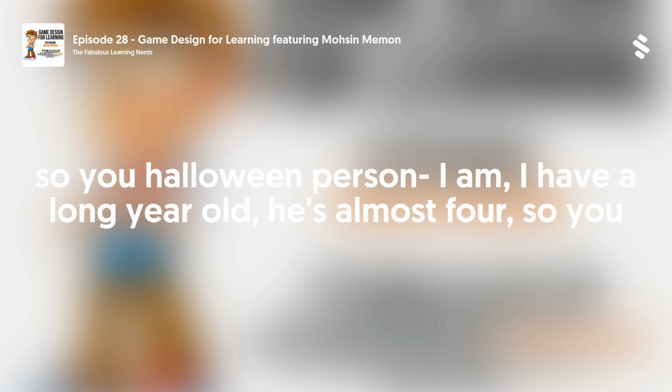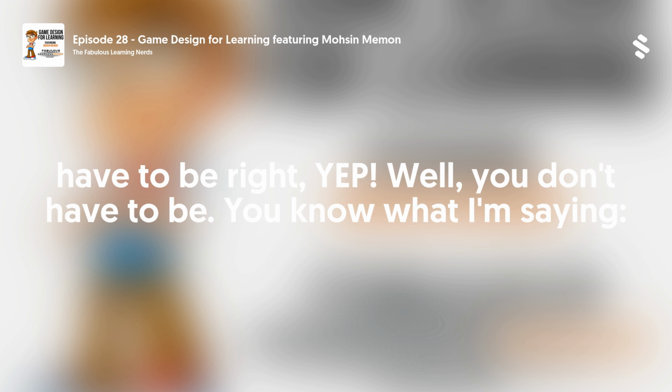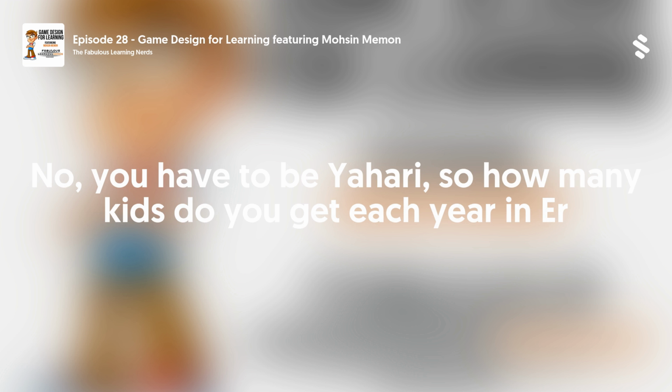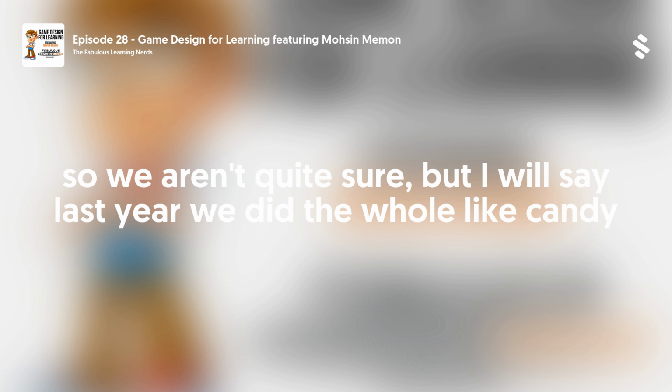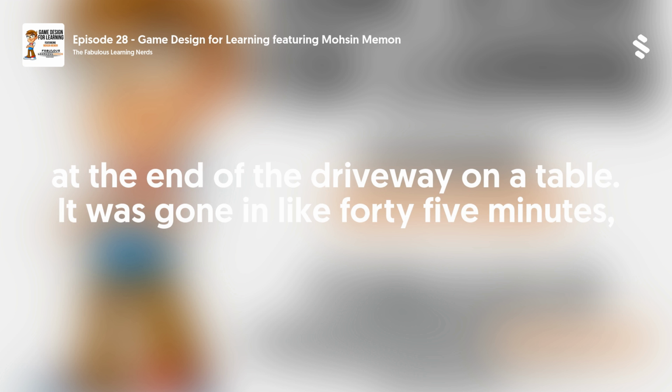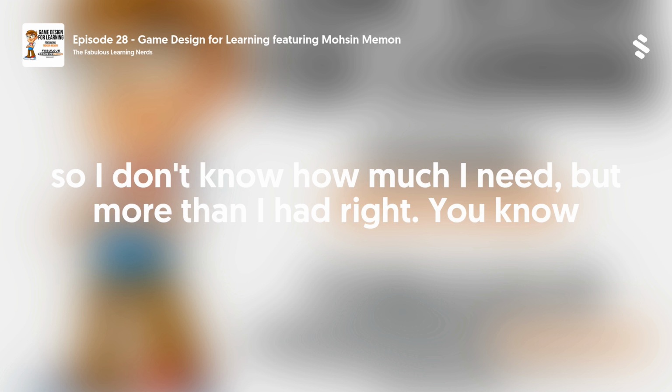Hey there. So you Halloween person? I am. I have a 3-year-old. Well, he's almost 4. So you have to be, right? Yep. Well, you don't have to be. You know what I'm saying? No, you have to be. Yeah, I think you do. All right. So how many kids do you get each year during Halloween? We've only been at this house a few years, and COVID kind of made it weird last year. So we aren't quite sure. But I will say last year, we did the whole candy at the end of the driveway on a table. It was gone in 45 minutes. So I don't know how much I need, but more than I had.